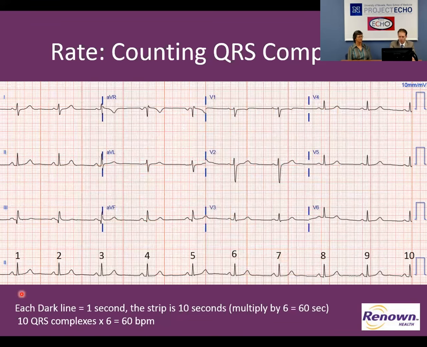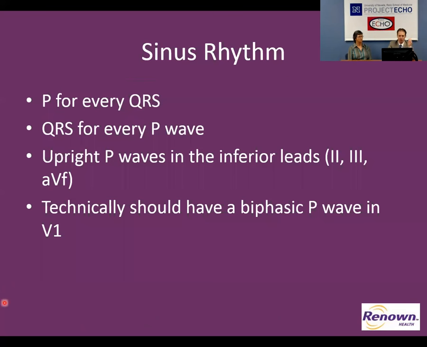So I've numbered them. This is the same EKG, pretty normal, maybe a little borderline left axis deviation, maybe some left atrial enlargement. But the strip is 10 seconds, so each of these very dark lines is 1 second. So for 10 seconds, you multiply the number of QRSs by 6. As you can see, there are 10 QRS complexes in the 10-second strip, and therefore the rate is around 60 beats per minute. So there you go. Okay.